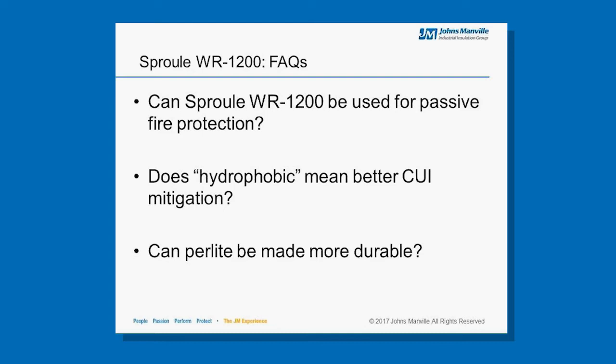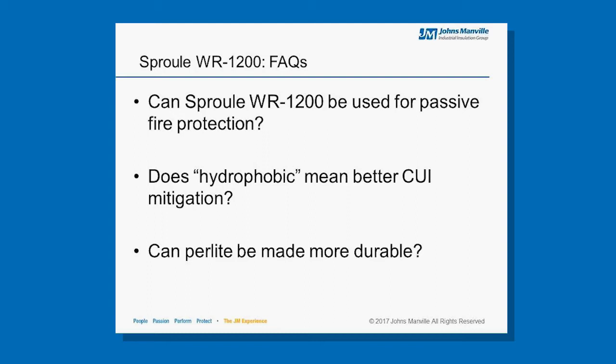So three of the questions that we get most frequently are, can Sproule WR1200 be used for passive fire protection? The answer is yes. It is listed in API 521 as an option to be used for passive fire protection. It is best to refer to Johns Manville, the producer of Sproule WR1200, or your engineering community in order to determine what thickness you need.